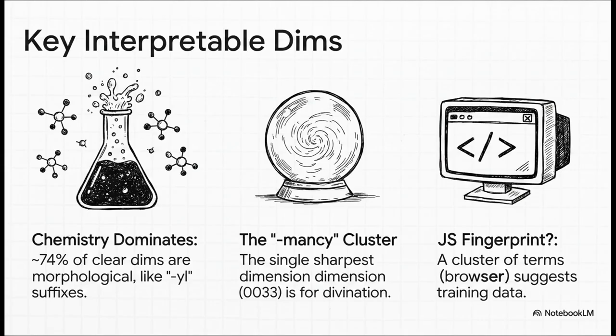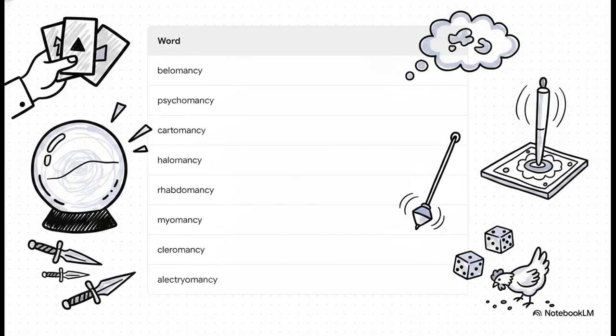Another cluster seems to be a fingerprint from its training data, with a bunch of JavaScript terms like console and browser all grouped together. But the single strangest finding of all was dimension 0033. This turned out to be the single, sharpest, most clear-cut, most monosemantic dimension in the entire model. And what does it represent? Divination, words ending in "mancy." The fact that the most clearly defined concept in a multi-billion parameter model is a rare suffix for fortune-telling methods just perfectly illustrates the strange, almost alien way these models organize information.